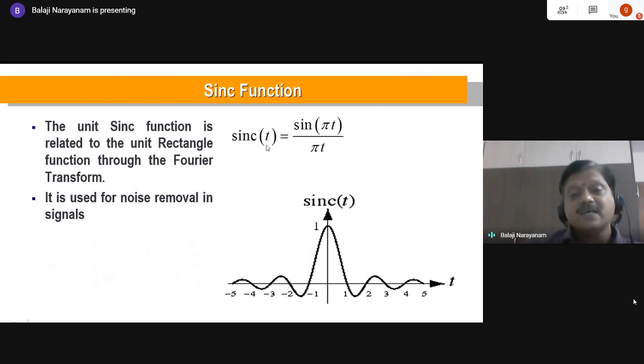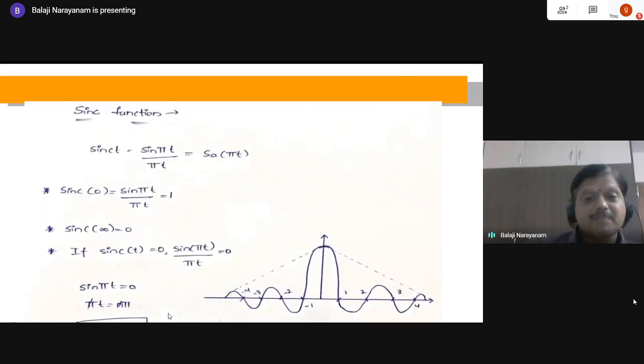And the sinc function is defined as sinc of t is sine of pi t divided by pi t, and the plot of this sinc function can be seen here. The amplitude is 1 at t equal to 0, and for all other time values it is going to vary. So this is the shape of a sinc function, and we will make use of this sinc function in applications like communication and signal processing.